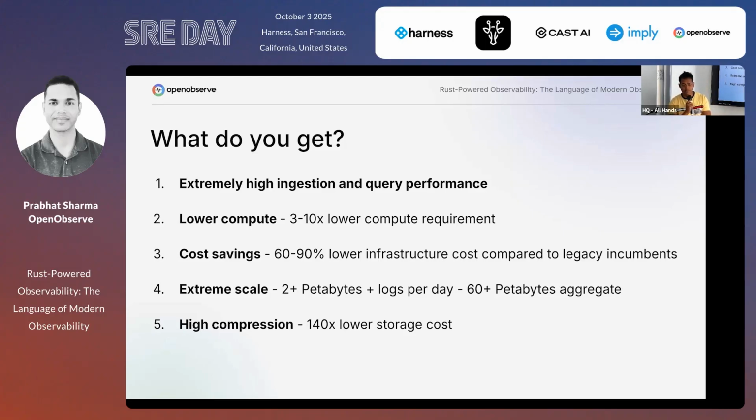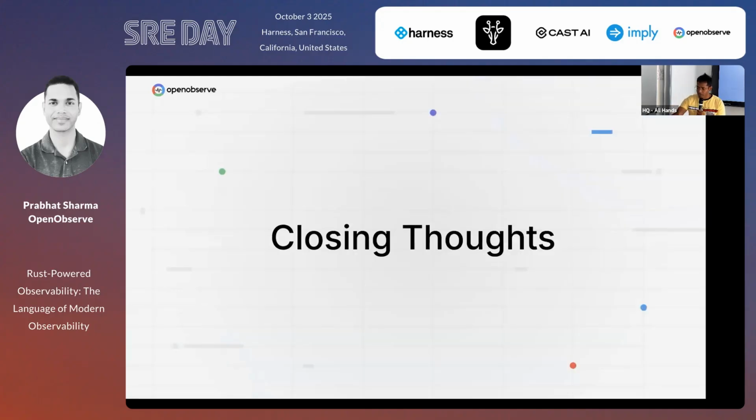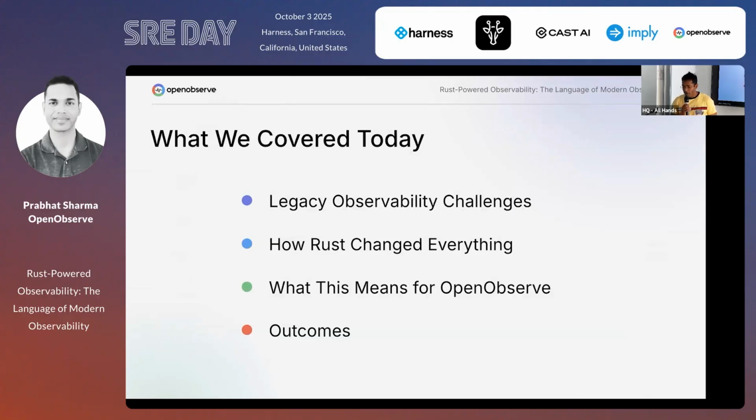At extreme scale, our largest customer ingests over 2 petabytes of logs every day, an aggregate of 60 plus petabytes, and are able to query that pretty efficiently. So some thoughts here. You really want to get rid of the observability challenges offered by legacy vendors like Splunk, Elasticsearch, anything built in Java is what I would say, which is difficult to manage. Rust changed pretty much everything for us. Had it not been for Rust, we would not have been able to deliver what we have built.